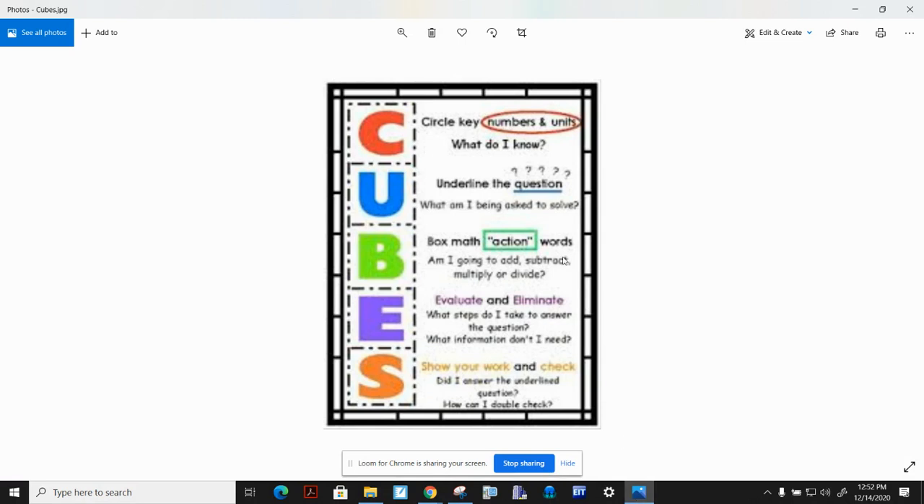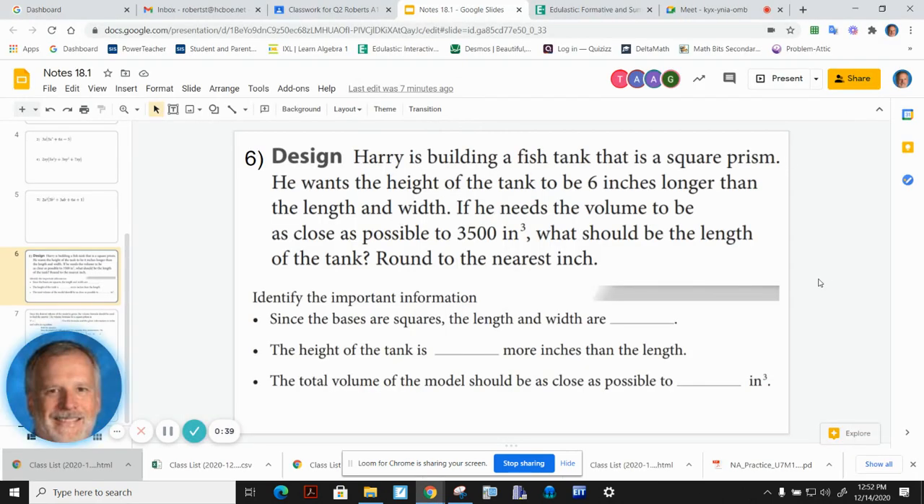It's called the cubes method, where you circle numbers, you underline the question, you block in action, things that you're going to need to do, you evaluate or eliminate, mark out things you don't need. And I've always done that sort of thing, but never really solidified it to that kind of a pattern.